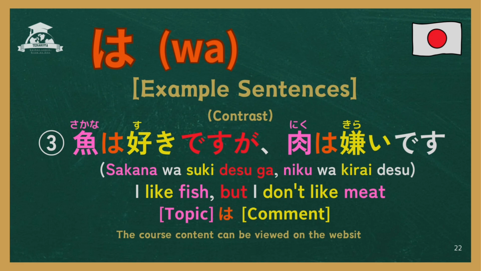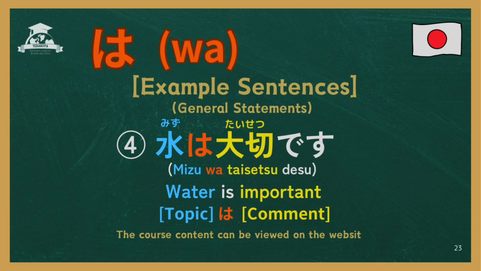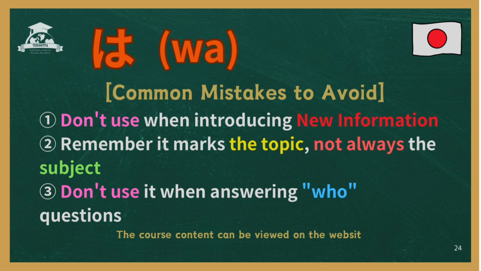水は大切です。It means water is important. 水 is water. 大切 is important. And I showed the common mistakes to be avoided.